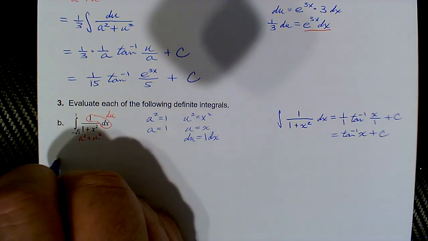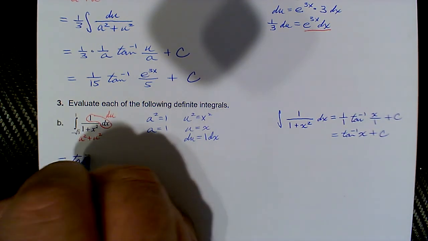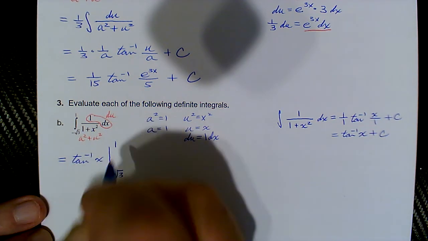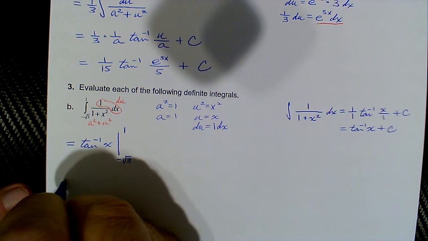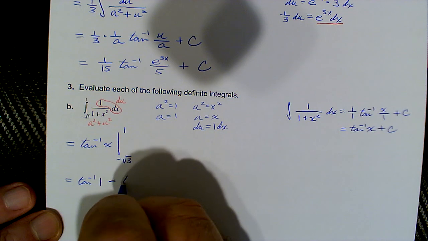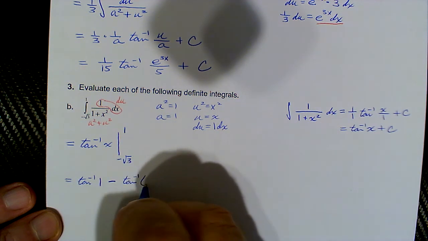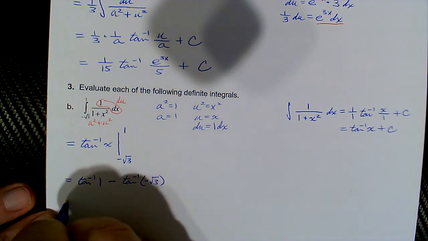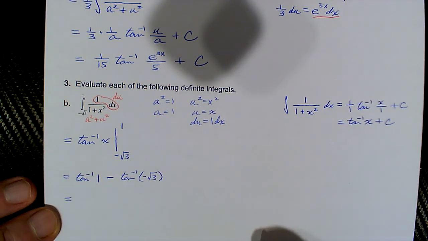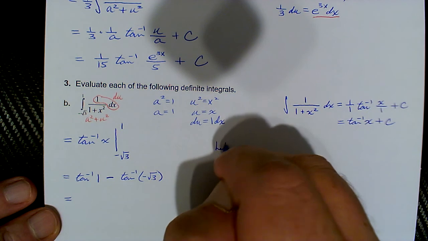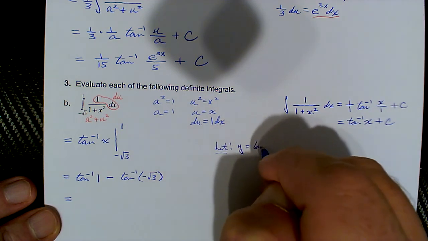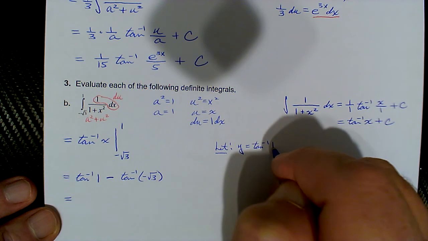So I'm just going to say that this is the inverse tangent of x, evaluated from negative radical 3 to 1. Okay, and then upper limit goes in, so inverse tangent of 1 minus lower limit goes in, inverse tangent of negative radical 3. Okay, and now we need to do some side work and evaluate each of these. So here's the way I go about it. You could use your calculator, whatever you want to do, but I'm going to show it the formal way.